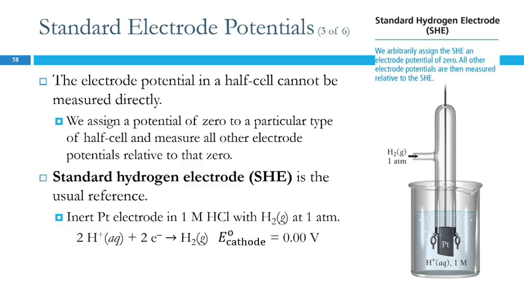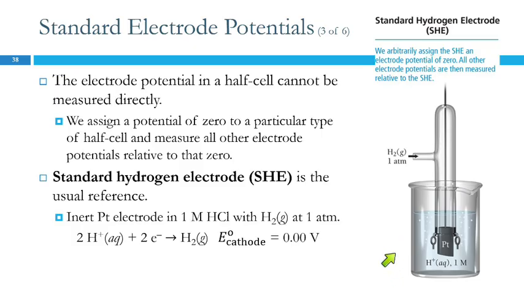So here, what we're going to do is we're going to assign 0 to a particular half reaction. And that half reaction is this one. Hydrogen ions gaining 2 electrons to form hydrogen gas. And this is referred to as the standard hydrogen electrode, or SHE, standard hydrogen electrode. Why did they choose this? Well, it doesn't really matter, does it? But that's what they chose. So everything's measured against this.